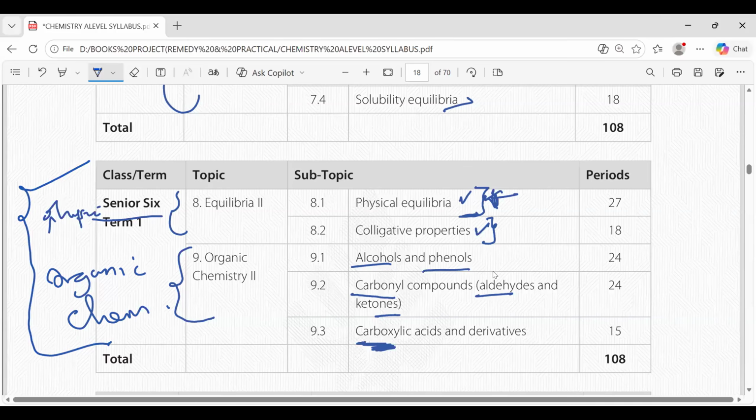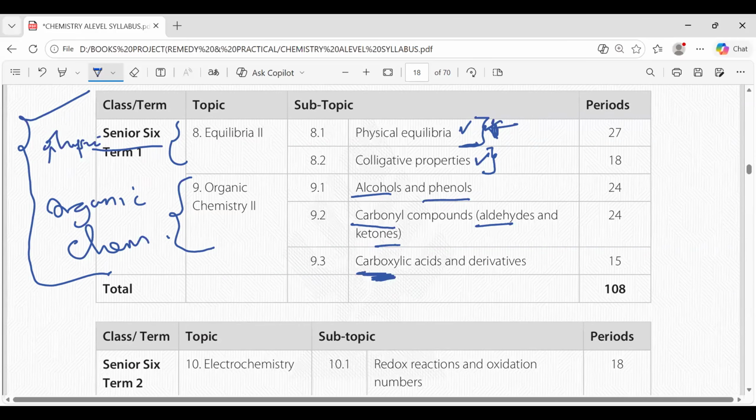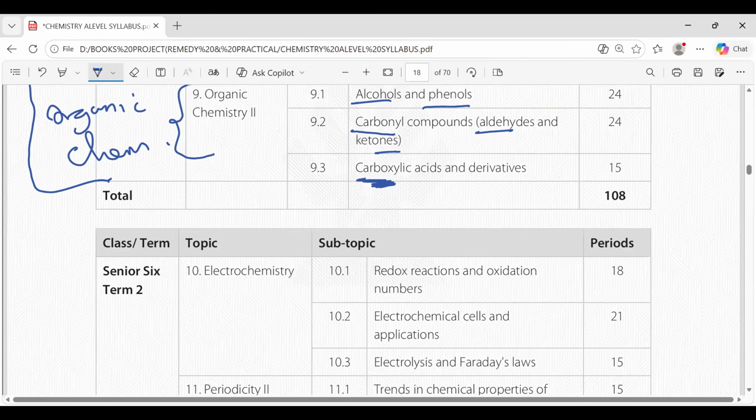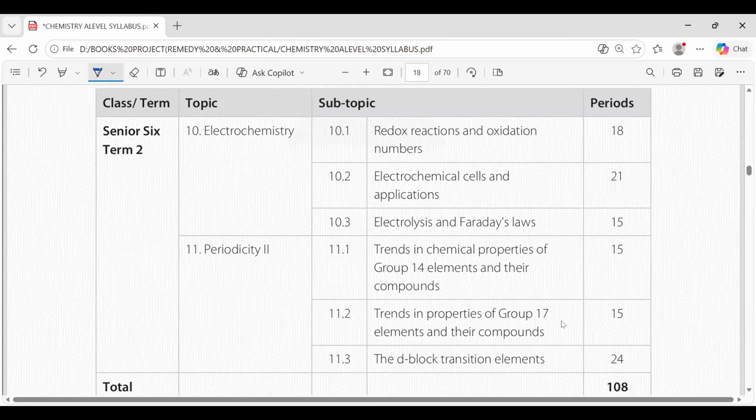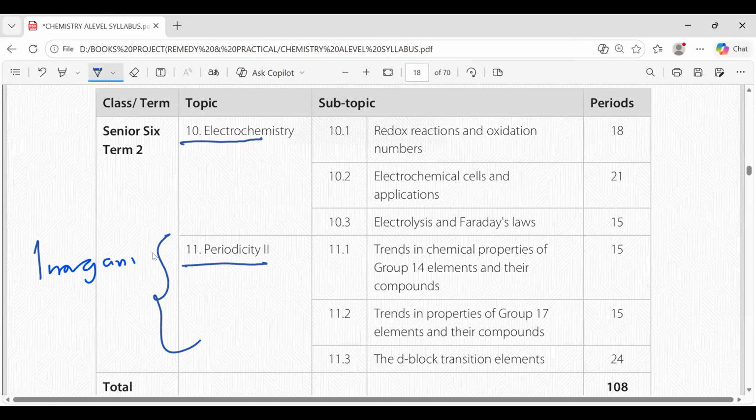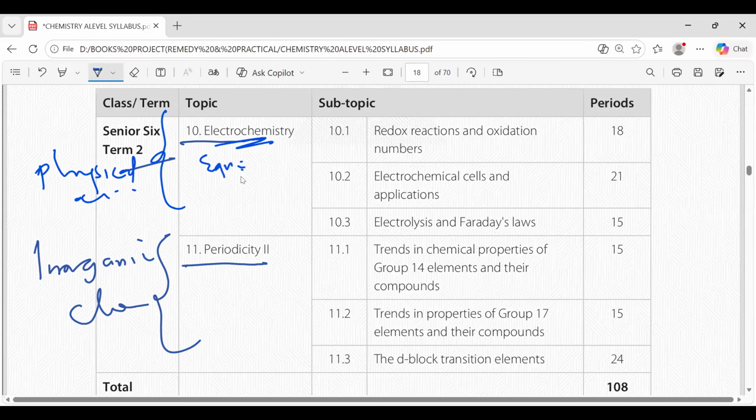The good thing, this syllabus book tells you what you're supposed to research about so that you don't research too much, even for university. So for university, leave it out. The good thing, this one will guide you on where to read and how to utilize. Now, when you come to term 2, that's where we shall find the electrochemistry. That's also where we shall find periodicity 2. Now, periodicity 2 is under inorganic chem. Then electrochemistry is still under physical chemistry.